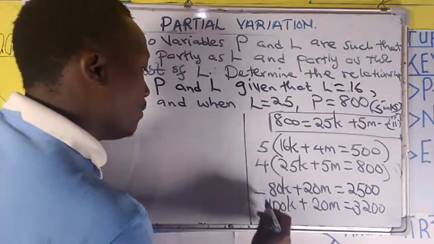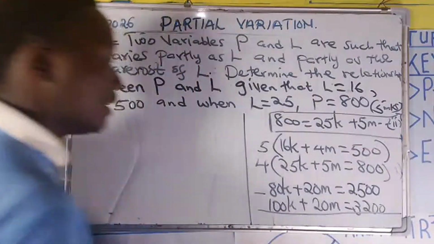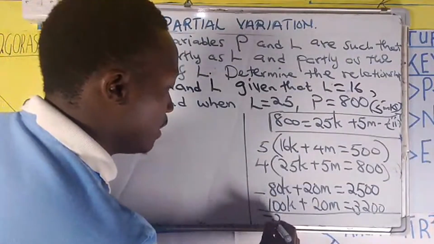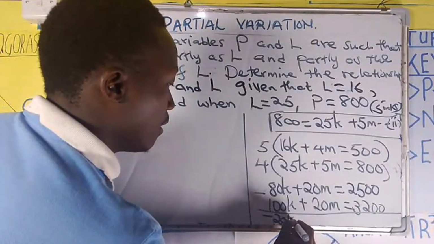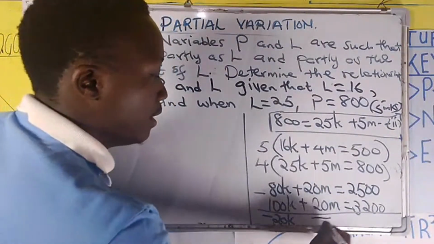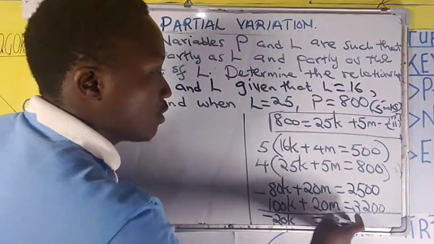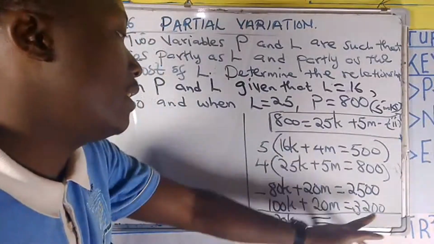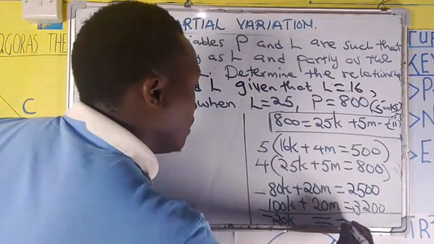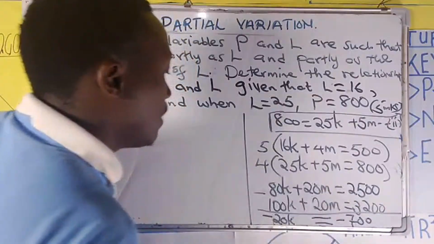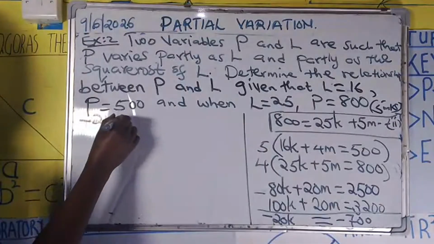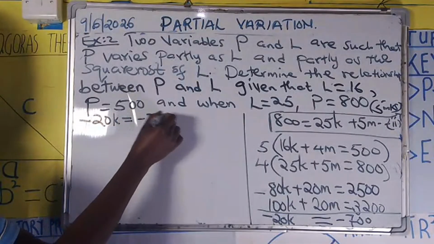So having that, if we subtract, we will get 80K minus 100K is negative 20K. Then 20M minus 20M is 0. So it will be negative 20K is equal to 2,500 minus 3,200. This is going to give us negative 700. Therefore, negative 20K is equal to negative 700.